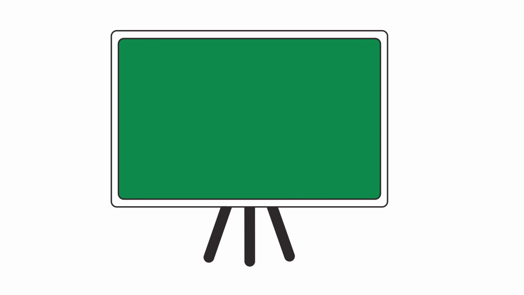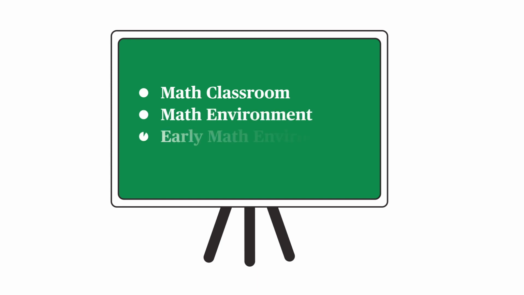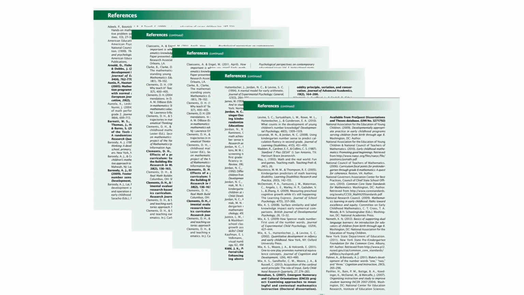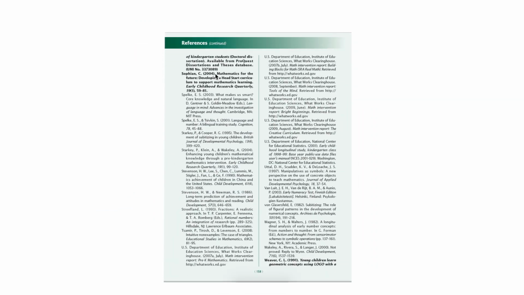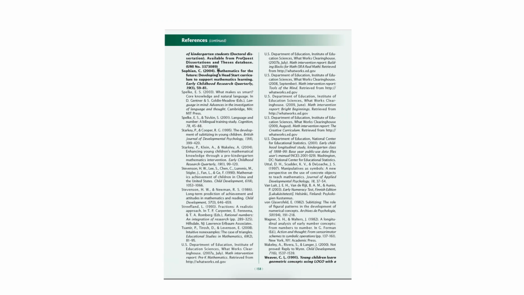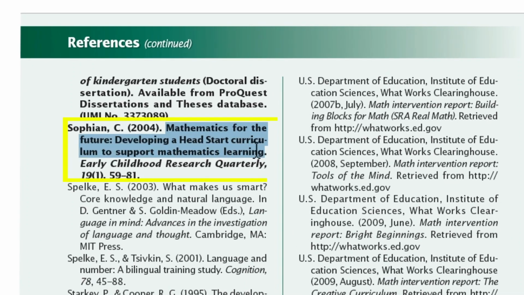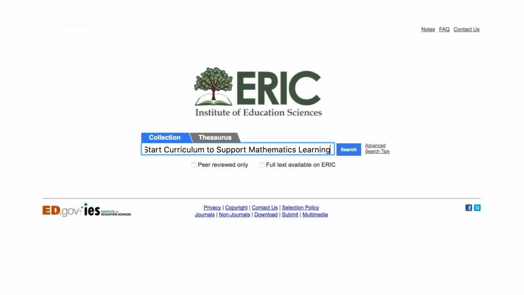Based on your potential topic, you identify some relevant terms in your background articles to narrow your search, such as math classroom, math environment, and early math environment. The What Works Clearinghouse Guide includes a number of references that may be helpful to your research. You can use the resources referenced in the materials you find to identify additional articles and search ERIC to find them. Simply copy and paste the title of the document in quotes into the ERIC search.